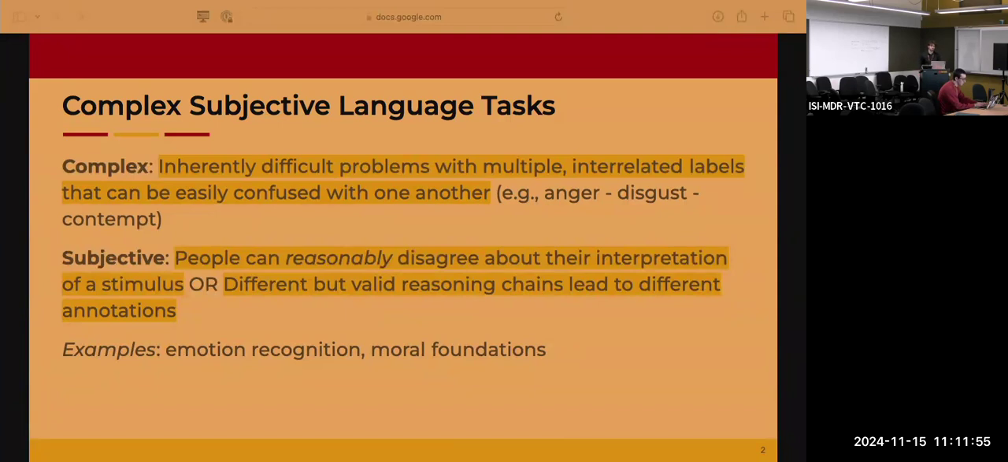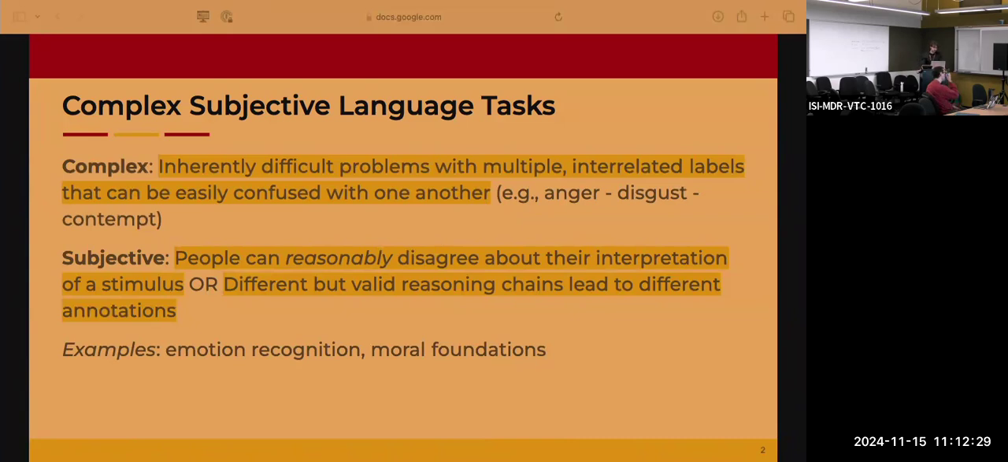So mostly trying to deal with complex subjective language tasks. And by complex here, we mean tasks where it's inherently difficult problems that have multiple interrelated labels that can be easily confused with one another. I bring as an example anger, disgust, and contempt, where we have seen in data sets the annotator agreement may be high, but the correlation between them is also high, so they tend to co-appear in the labels, even if the one or the other is distinctly present.